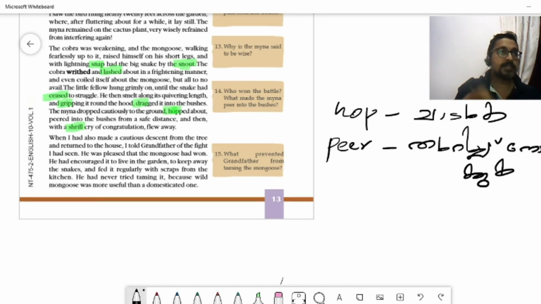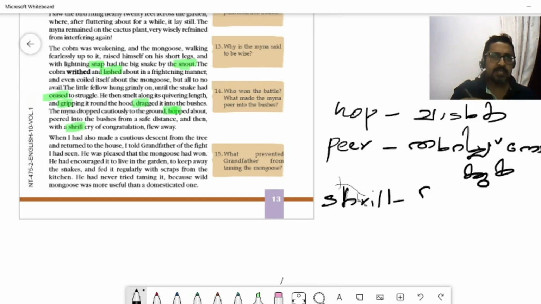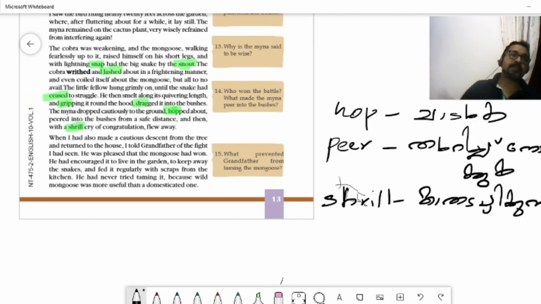Peer into the bushes from a safe distance, and then with a shrill, an unpleasant cry, that is the English meaning here, shrill cry of congratulation, it flew away from there, congratulating the mongoose for its victory.